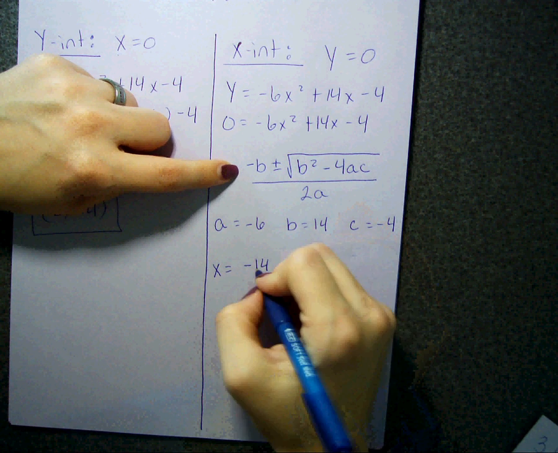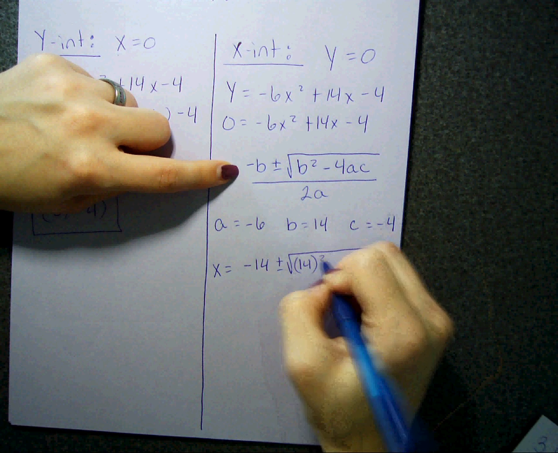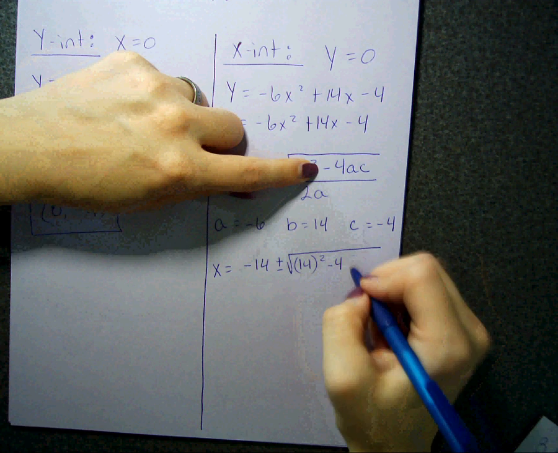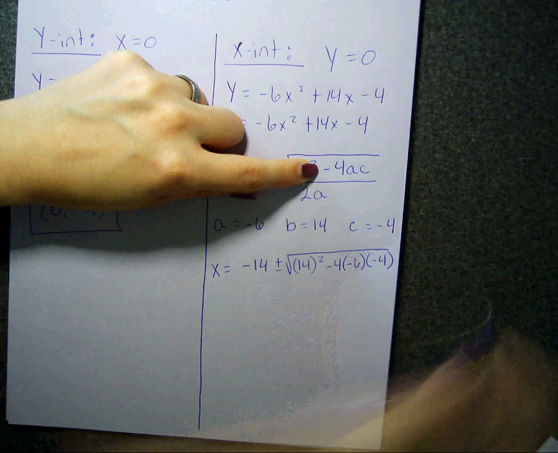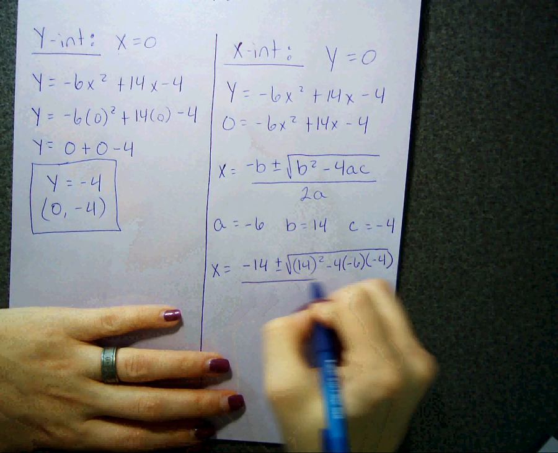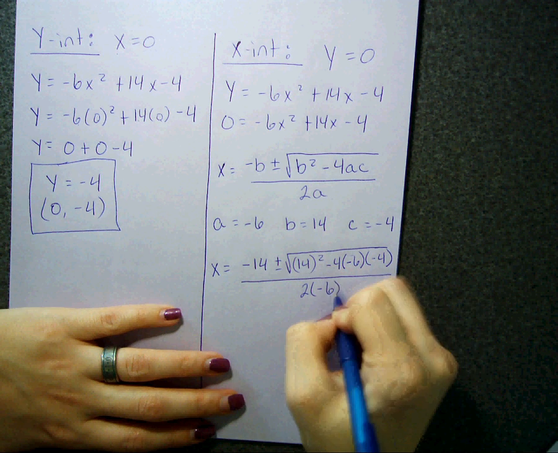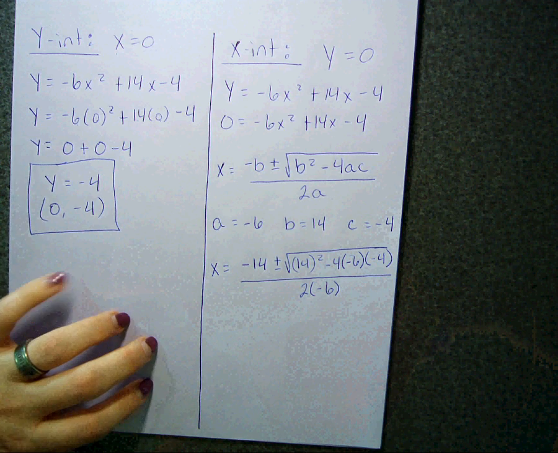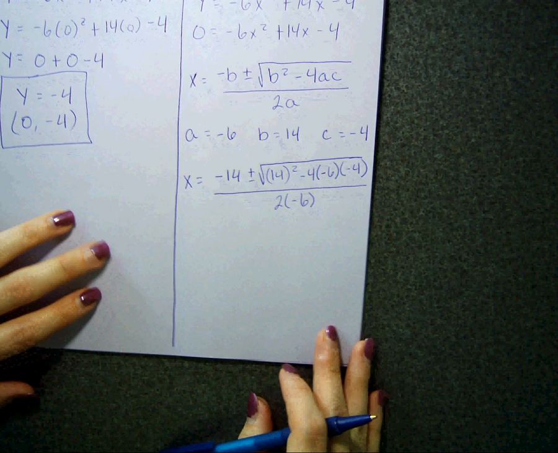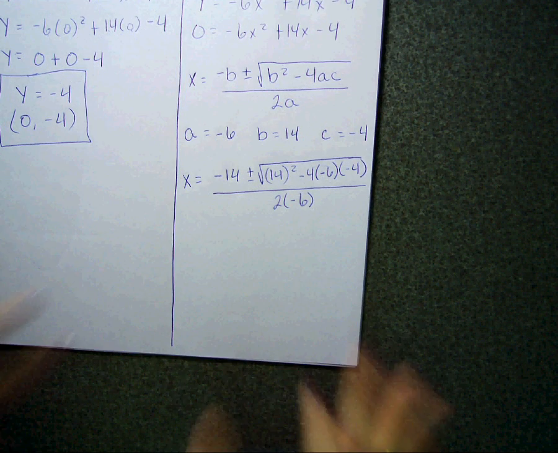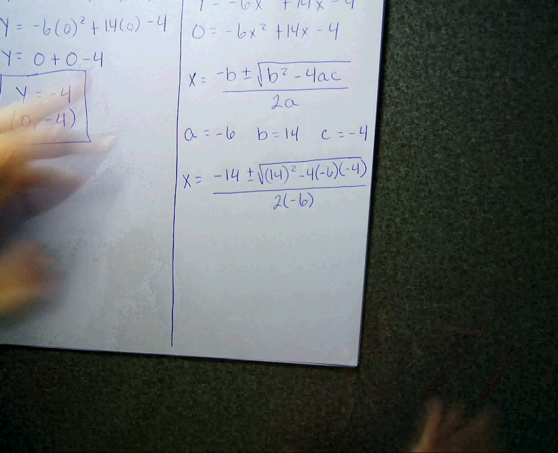So I have negative 14 plus or minus the square root of 14 squared minus 4 times a times c, all over, so the whole thing divided by 2 times a, which is negative 6. So there's my quadratic formula. Now I need to go about simplifying it. There's a lot of places here to make algebraic mistakes, so let's take it slow.